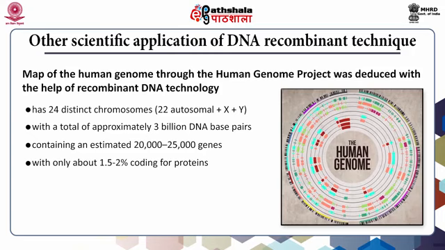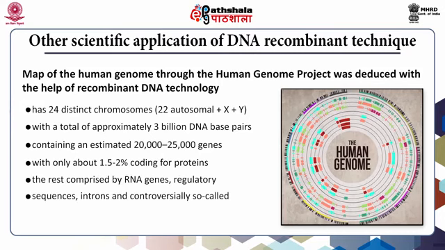There is only about 1.5 to 2% coding for proteins, the rest comprised by RNA genes, regulatory sequences, introns and controversially so-called junk DNA.